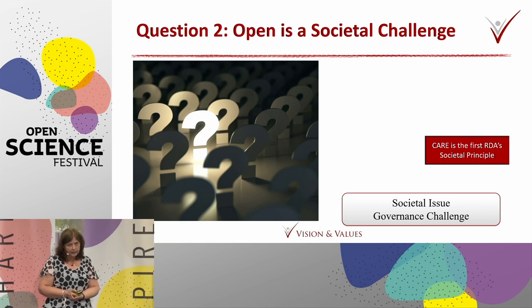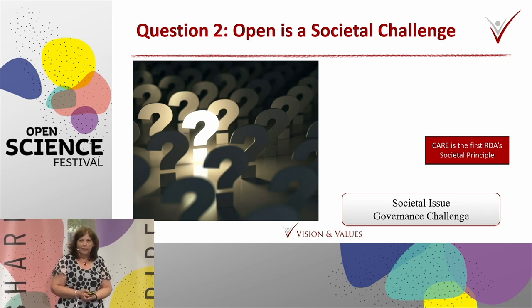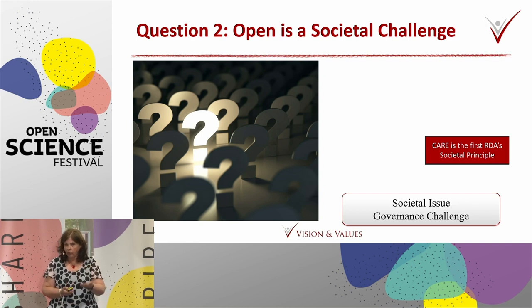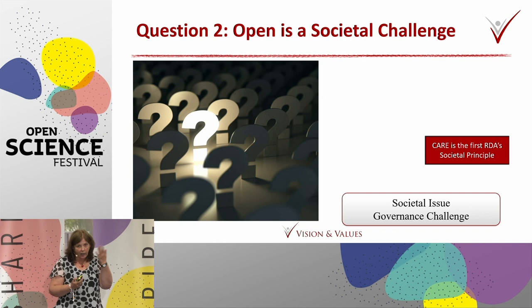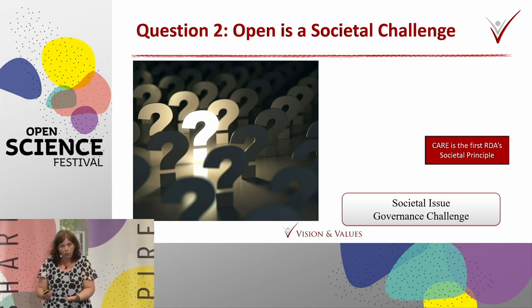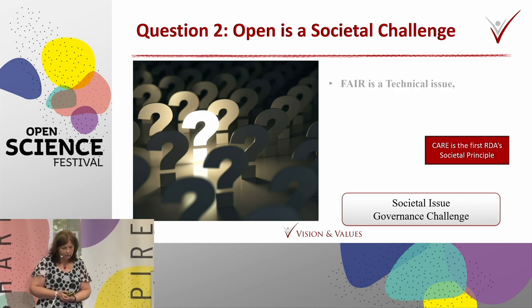So in the RDA, the first societal principle is the CARE principles, which we wish to provide for the data for the Aboriginal tribes in Australia, for the Indians in North America, for the Inuits in the Arctic, and for the minorities maybe in Europe. So we want to give rights to those who do not stand for their rights also in the data. It's called CARE.